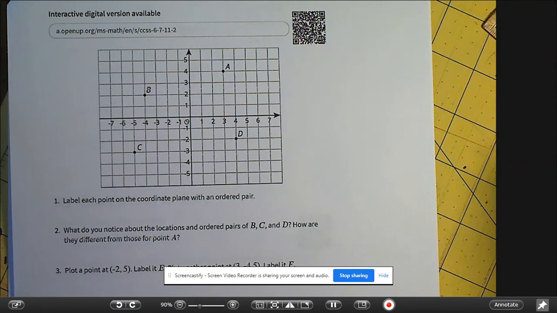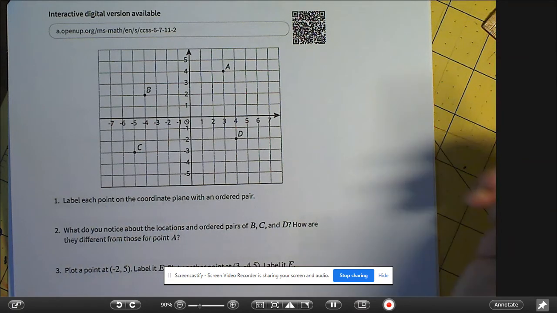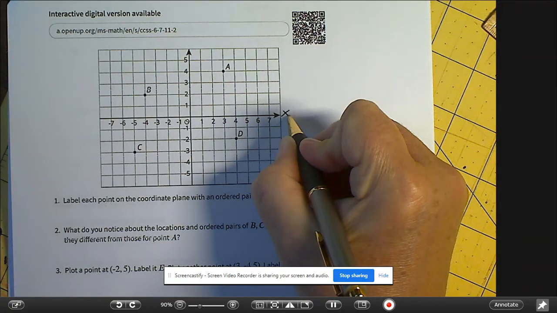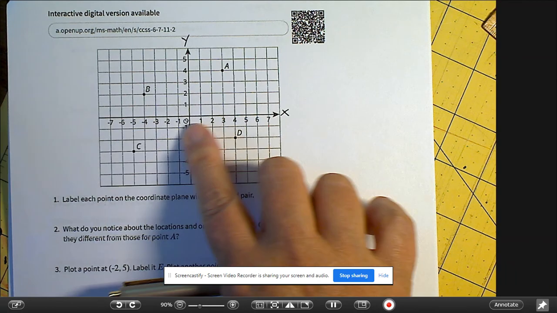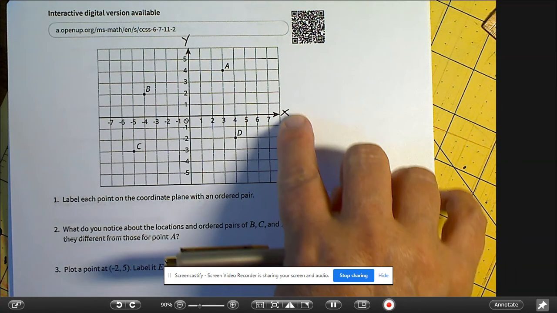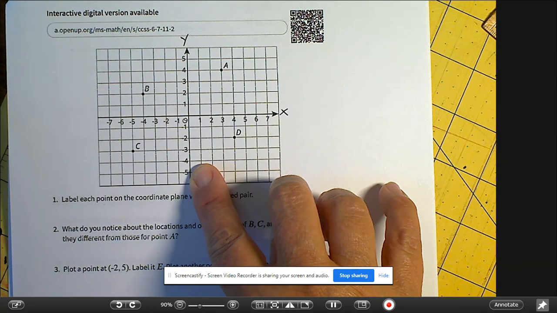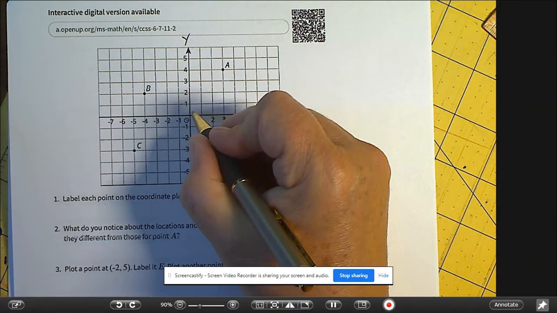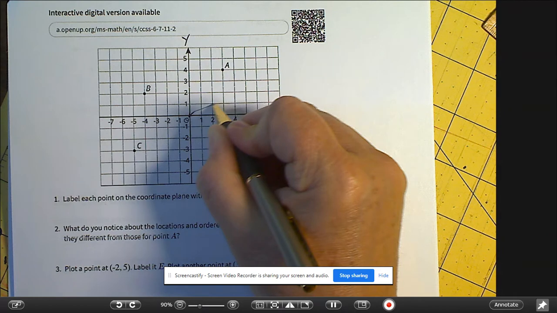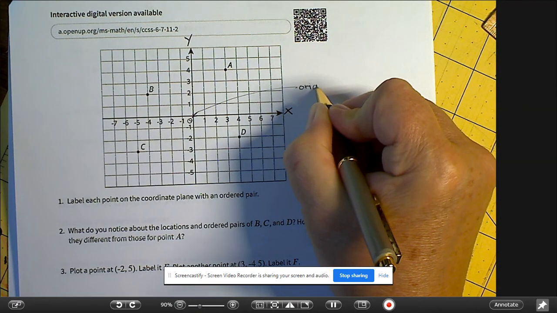11.2, the coordinate plane. It says, label each point on the coordinate plane with an ordered pair. First of all, I'm going to label this, and I want you to do it too. This is X. This is Y. In the middle here, where it says 0, that is called the origin.